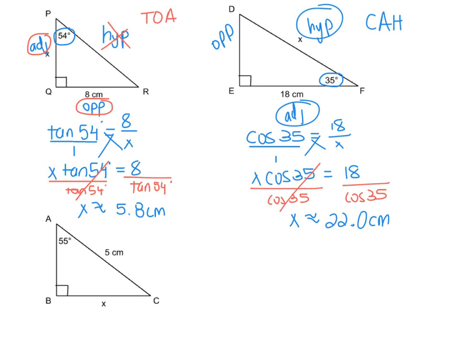All right, let's try the last one. So in triangle ABC, I want you to solve for x. 55 degrees is your reference angle. So I want you to pause the video and try this question fully. Label your triangle, pick your ratio, set it up, and isolate for x, and then come back to check your work.